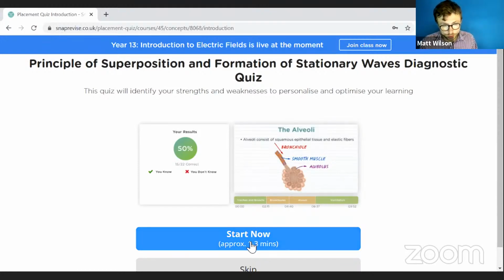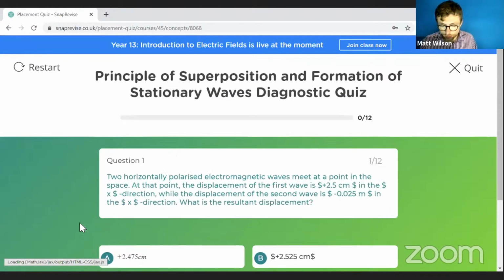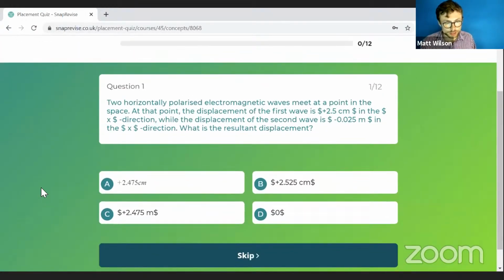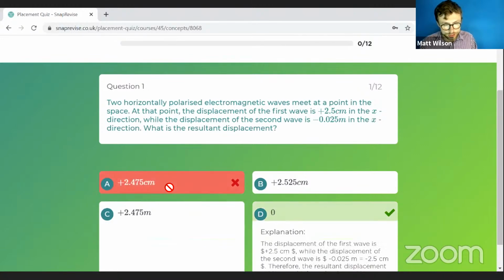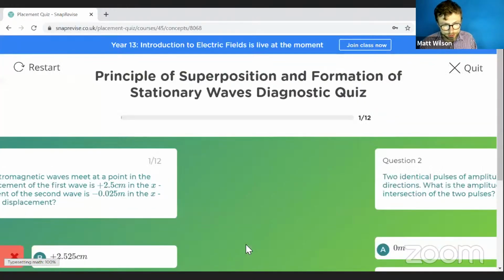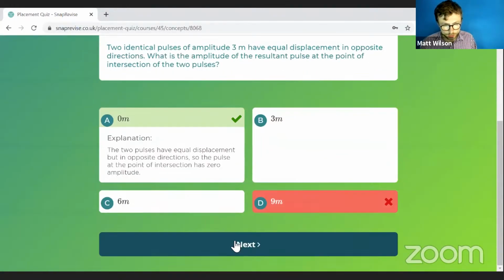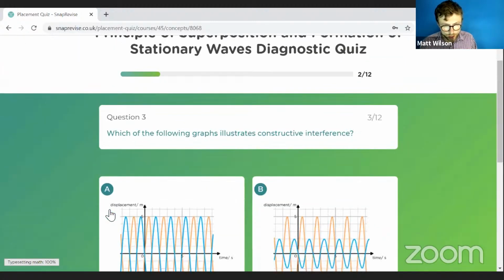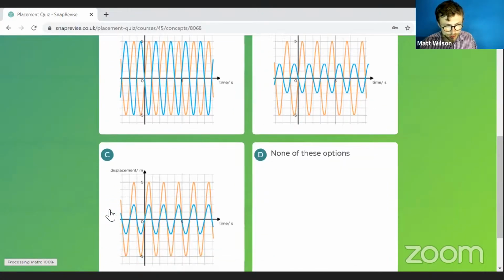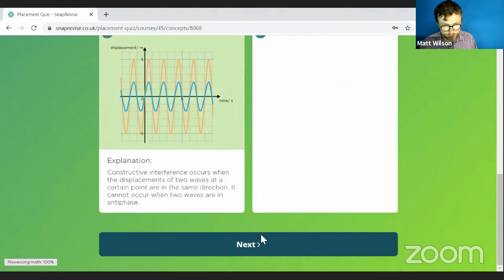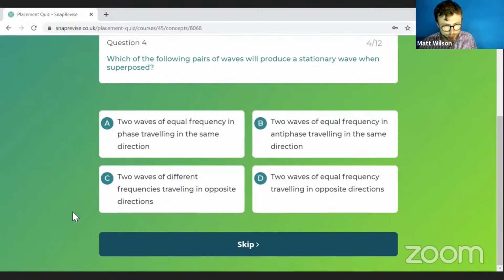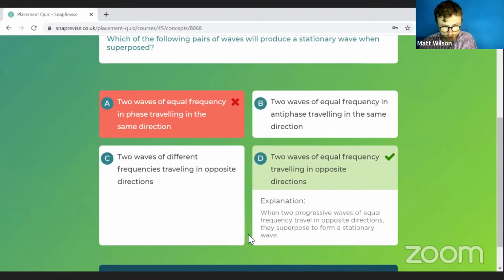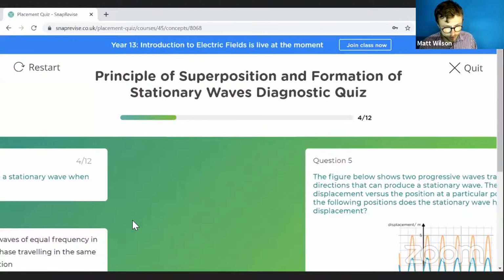So let's have a go at a quick quiz. I won't have time to do this properly, so I'll answer some random questions. This will compile in a second. Here we go. There's a few stationary wave questions here with answers along the way. Constructive interference. Which one of these is constructive? This one. Good. Which of the following pairs will produce a stationary wave? Maybe this? No, I didn't read it well enough.